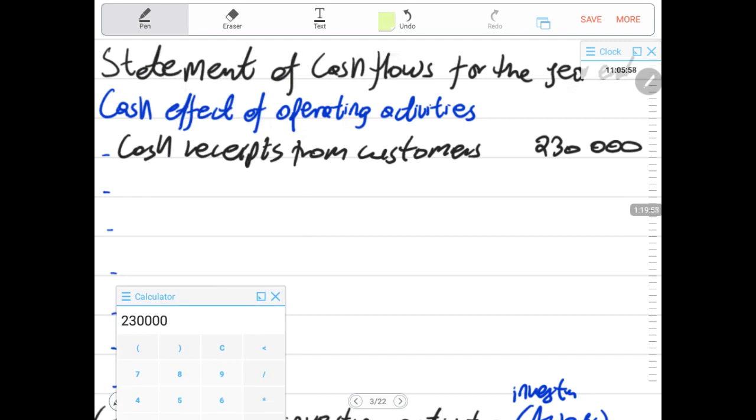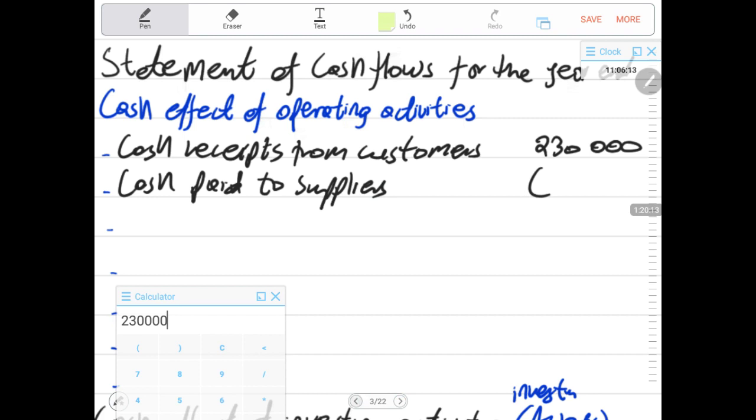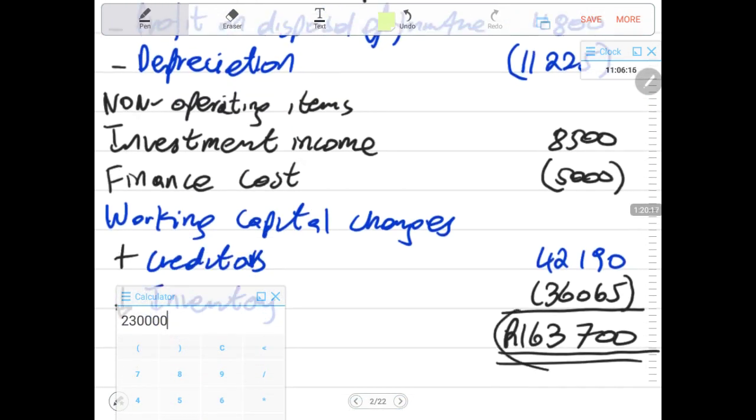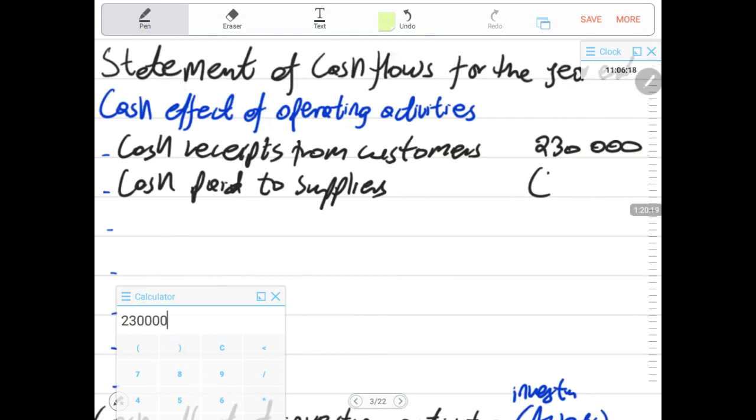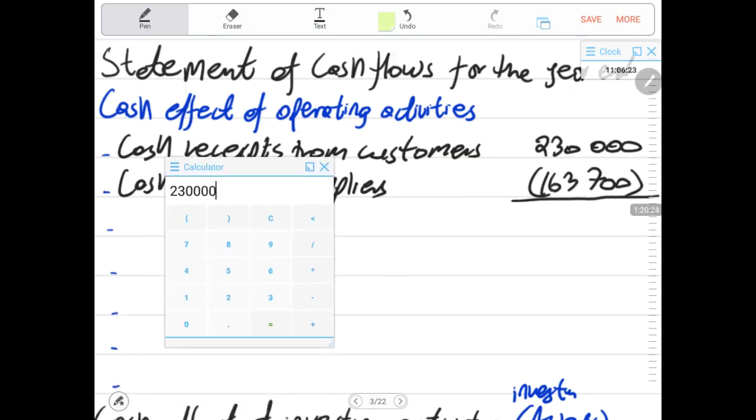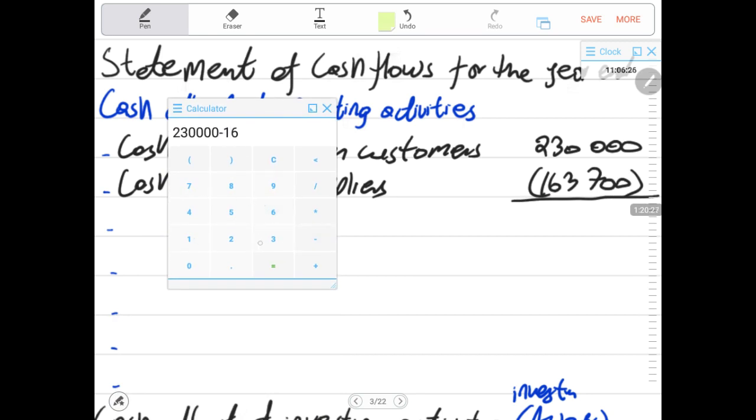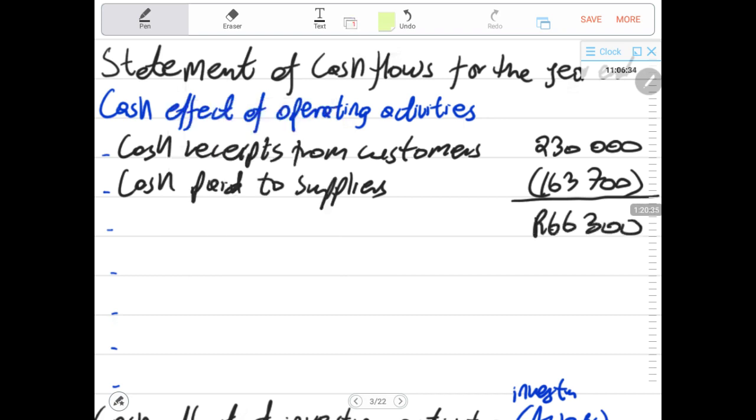Then after we say less cash paid to suppliers. Cash paid to suppliers, I've shown you that it is 163,700. Then after we get to cash generated from operations, 163,700 rands, we get to 66,300 rands. This is very important.